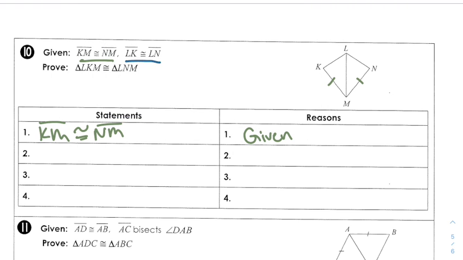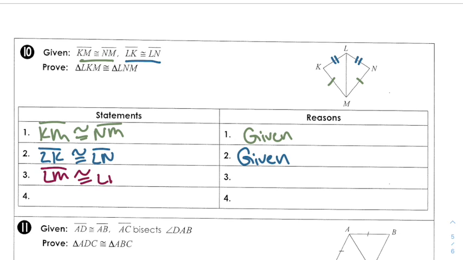Well, we're given another thing. They tell us that line LK is congruent to line LN. The reason being that they told us, it was given. Then we go mark that on our diagram, okay? Now again, this is two triangles, right? It's triangle LKM and triangle LNM, but they both share line LM. And we know that the line is congruent to itself. And why do we know that? The reflexive property.